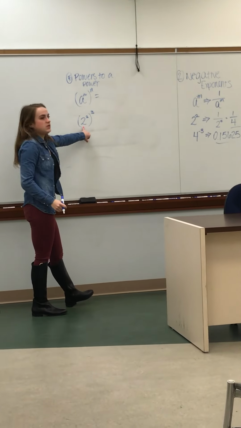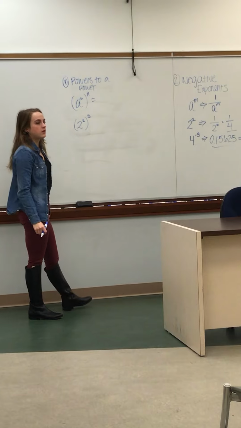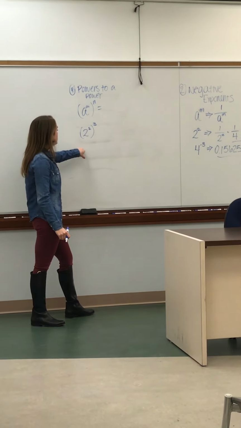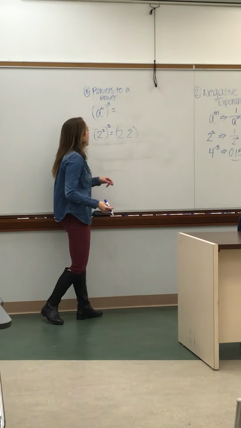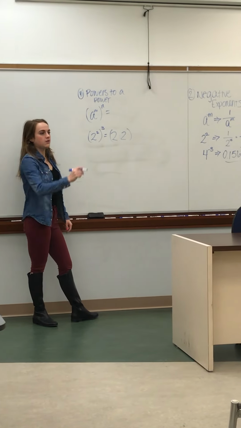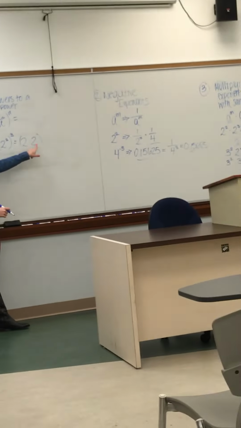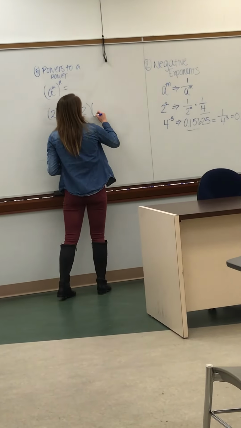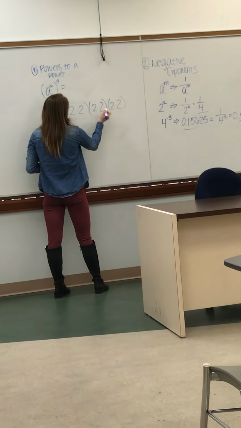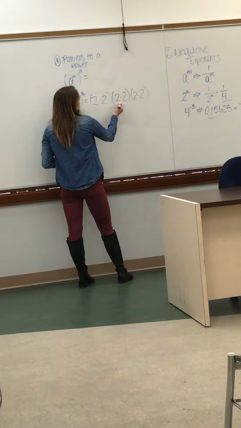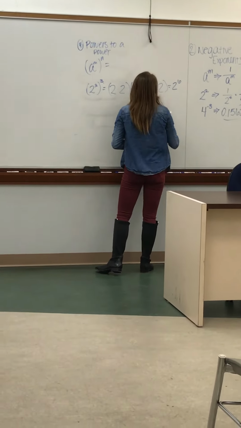That's like saying you have how many 2's? For just the first part, ignore that. 2. So you have a group of 2 times 2. Now when you say to the 3rd, how many groups of these do you have? 3. Perfect. So you have 2 times 2 and then 2 times 2. So that's 3 groups of 2 times 2. How many 2's are there? 6. Perfect. So it's 2 to the 6th.